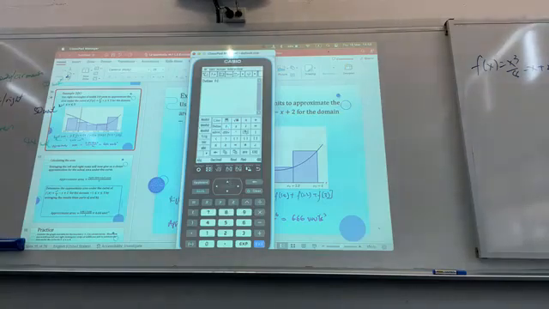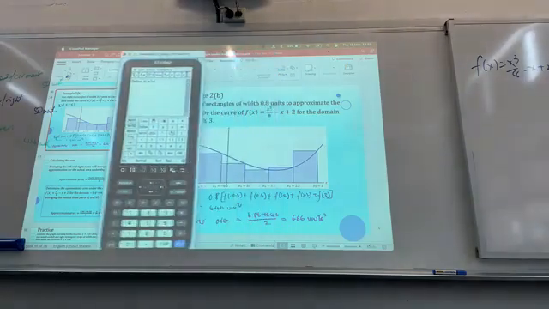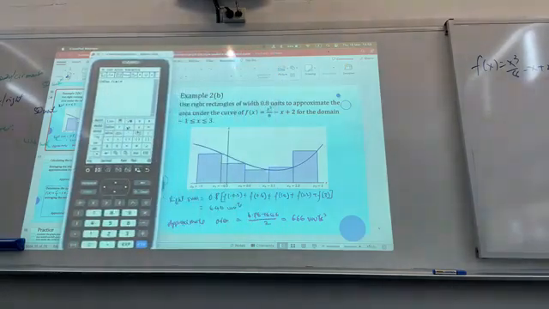Define f of x equals, and put that equation in, which is x cubed over 8 minus x plus 2. Normally I will actually use a fraction. And click enter. So it's done. It's automatically done.